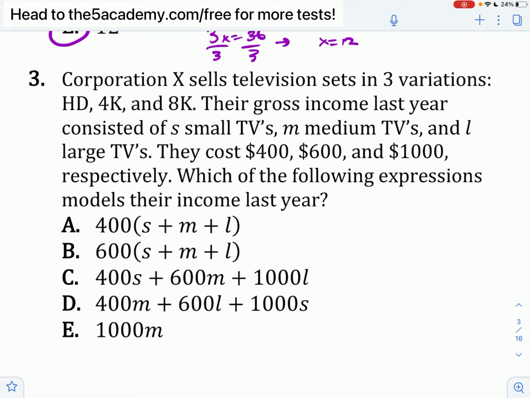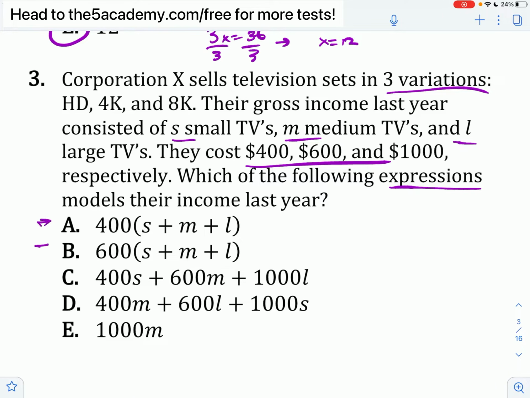Corporation X sells television sets in 3 variations. Their gross income last year consisted of S small TVs, M medium TVs, and L large TVs. They cost this much each respectively. So which of the following expressions models their income last year?